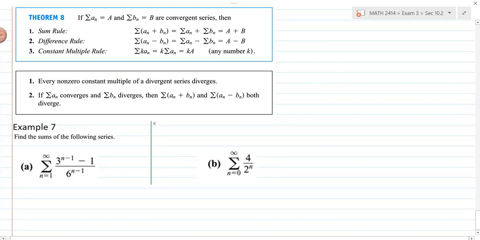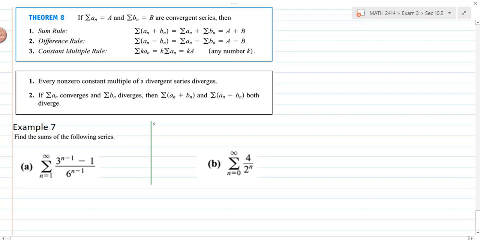All of the rules that applied for the limits are also going to apply for the sums. They also applied for the sequences. It says if we have the sum of a sub n equals some finite number a, and the sum of b sub n is equal to some finite number b, if they are convergent series, then if I add two series together, I'm going to get the sum of what those series are equal to. And the difference of two series is equal to the difference of their sums. And the constant multiple. What rule is missing here?